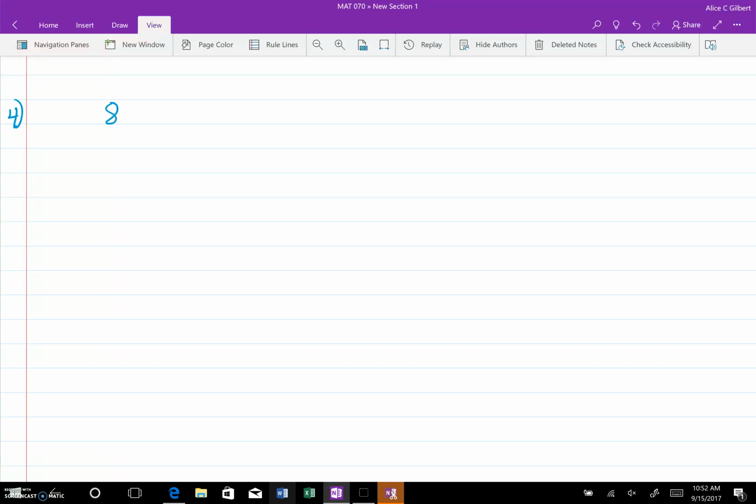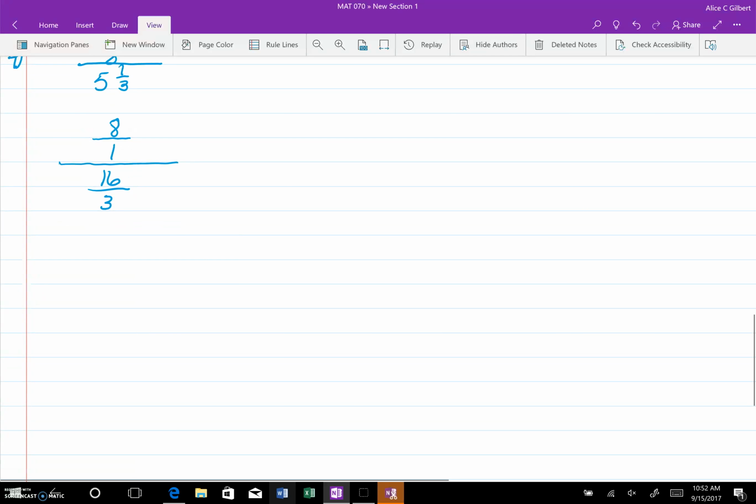Next one. 8 divided by 5 1/3. Oops, I wanted to do it this way. 8 divided by 5 1/3. Well, guys, 8 is a whole number, but to turn it into a fraction, we just put it over 1. Okay? And then 5 times 3 is 15, plus 1 is 16, and 3 is my denominator.